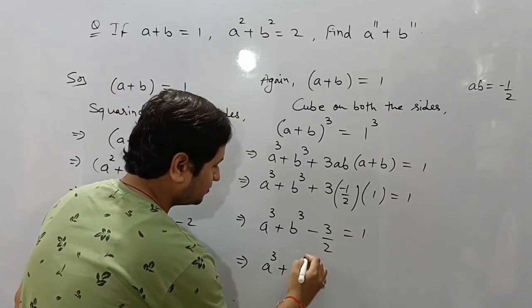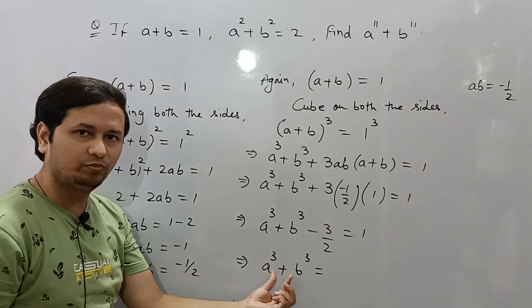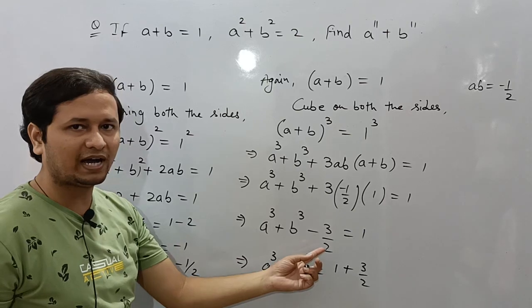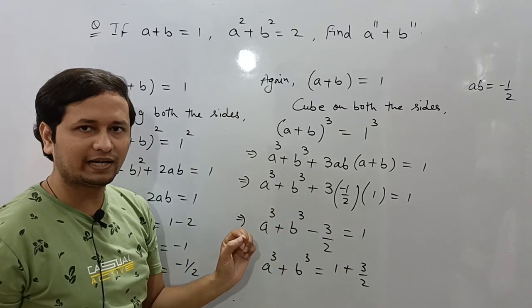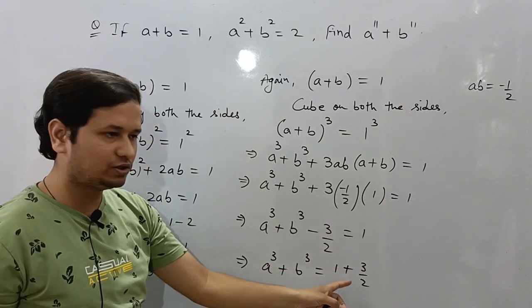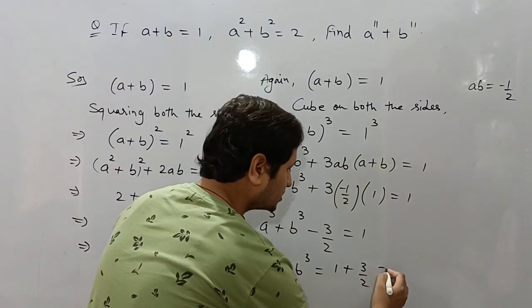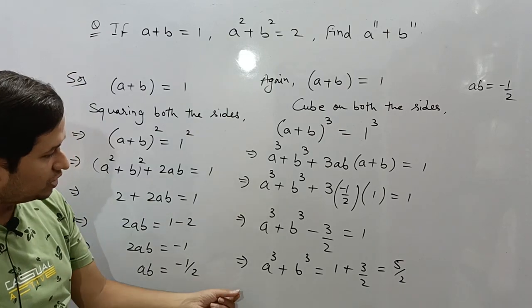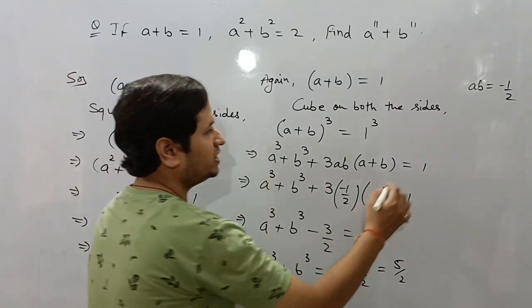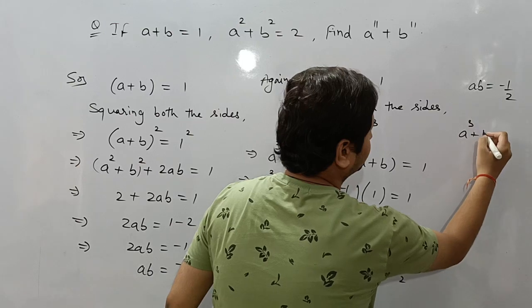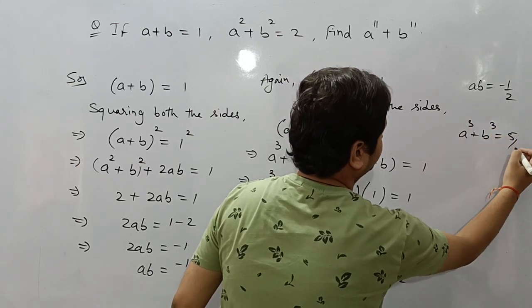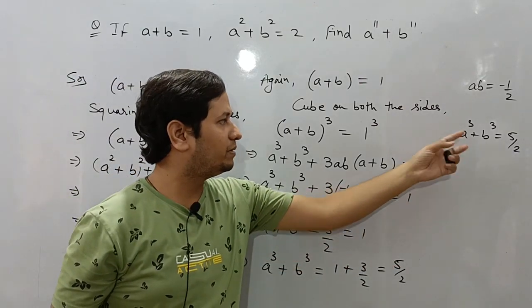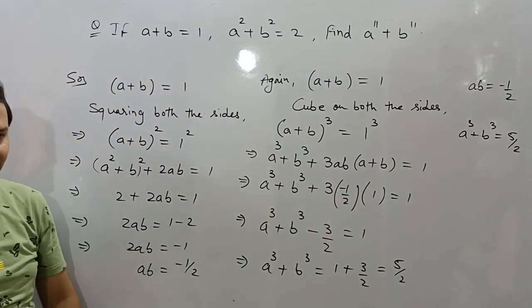So we will get a cube plus b cube is equal to 1 plus 3 by 2, because minus 3 by 2 will be transposed to the RHS. Then it will be plus 3 by 2, and 1 plus 3 by 2 is equal to 5 by 2. So we have the value of a cube plus b cube. I am writing here a cube plus b cube is equal to 5 upon 2 for the further calculation. We have to remember a cube plus b cube is equal to 5 upon 2.